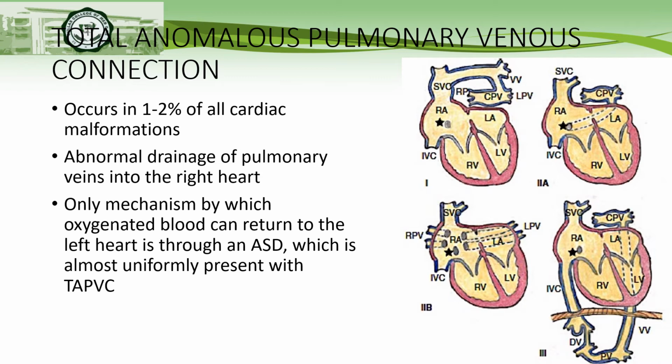Next, we have TAPVC, previously called TAPVER, total anomalous pulmonary venous connection. This occurs in 1 to 2% of all cardiac malformations and is characterized by abnormal drainage of the pulmonary veins into the right heart, whether through connections into the right atrium or into its tributaries. Accordingly, the only mechanism by which oxygenated blood can return to the left heart is through an ASD, which is almost uniformly present with TAPVC.